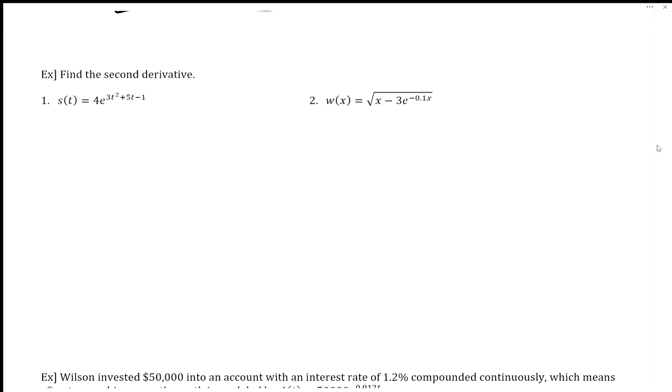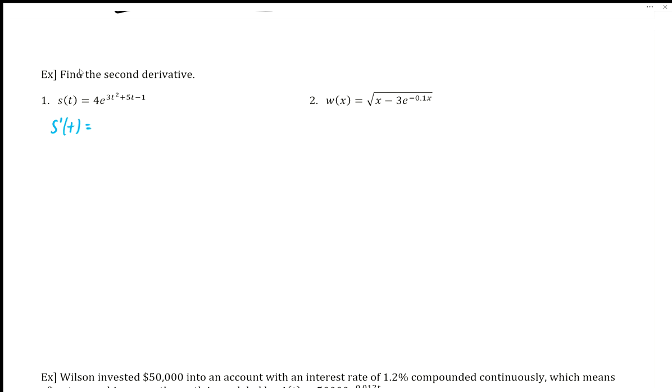Hi everyone, and welcome to our video on finding derivatives of exponential functions, where this time we're looking to find the second derivative. Okay, so let's break these down. All right, so to find the second derivative, we need the first derivative. Okay, so my first derivative, this is ready to go.